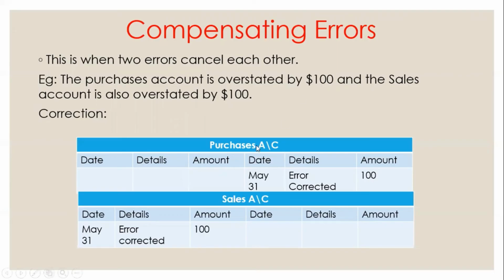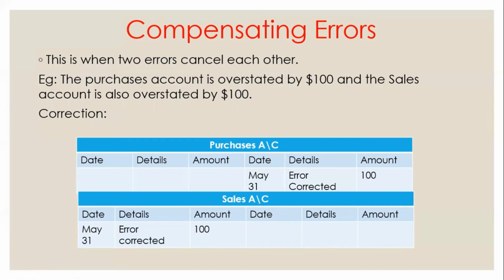So, the trial balance would still be balanced. Now, how do we correct this? So for the purchases account, if it is overstated by $100, then you need to reduce it by $100, which means you would have to credit it. Similarly, for the sales account, if it is overstated by $100, you would need to correct it by debiting the sales account $100.